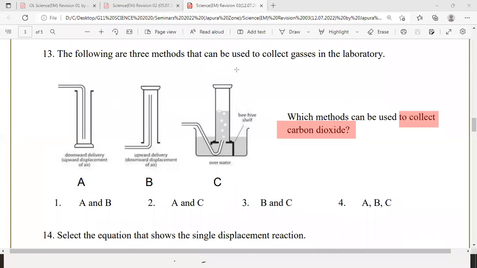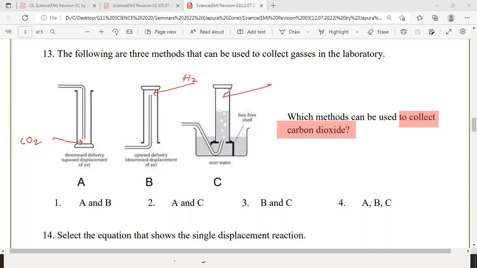Look, carbon dioxide is a heavier gas. Therefore, heavier gases can be collected by this method. So you can put an arrow. This is the first diagram. This method can be used to collect what type of gas? Carbon dioxide gas, which is heavier. And this method can be used to collect which gas? Hydrogen gas, which is lighter than air. Heavier gases can be collected because they stay at the bottom. Lighter gases rise up. Therefore, the second one, B, can be used to collect hydrogen gas.